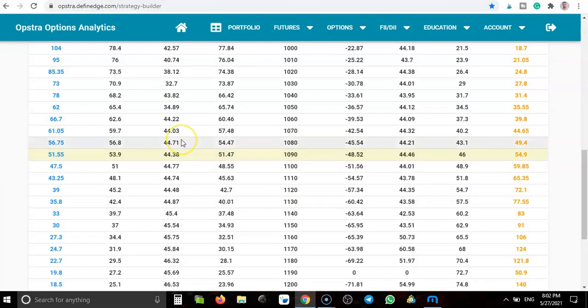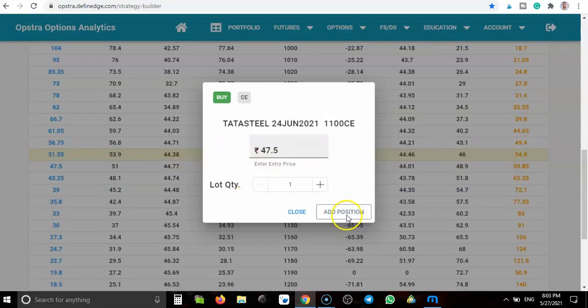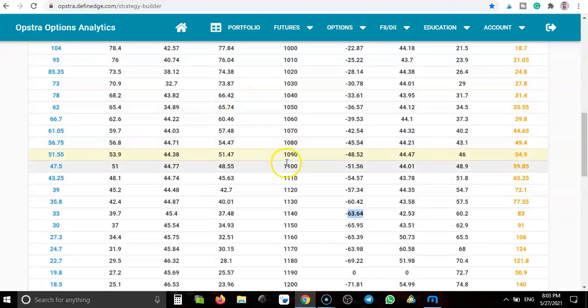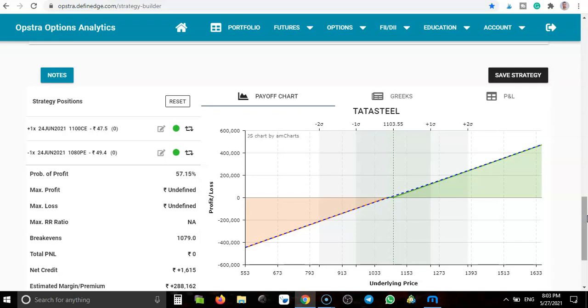What I'll do first, I'll buy a call, just one strike out of the money. It will be around 1110. It depends on tomorrow's opening, but I want to show you something like that. I'll buy one strike price above, buy call, add position. After that I'll sell one strike price below, put option, add position. So it will look like straight stock buying. If price goes up, unlimited profit. If price drops, unlimited loss.